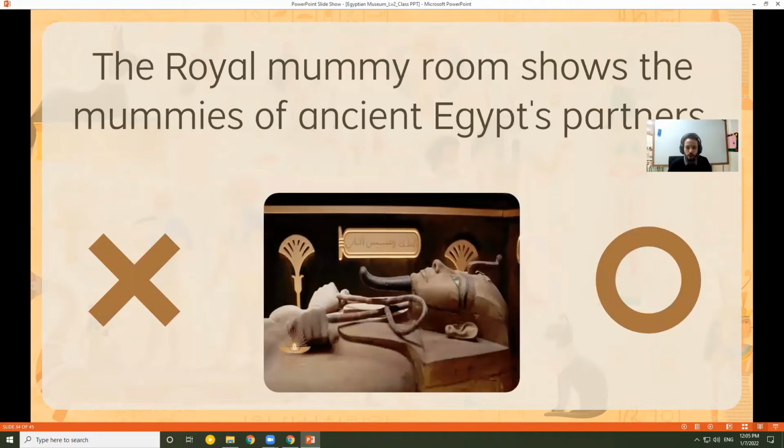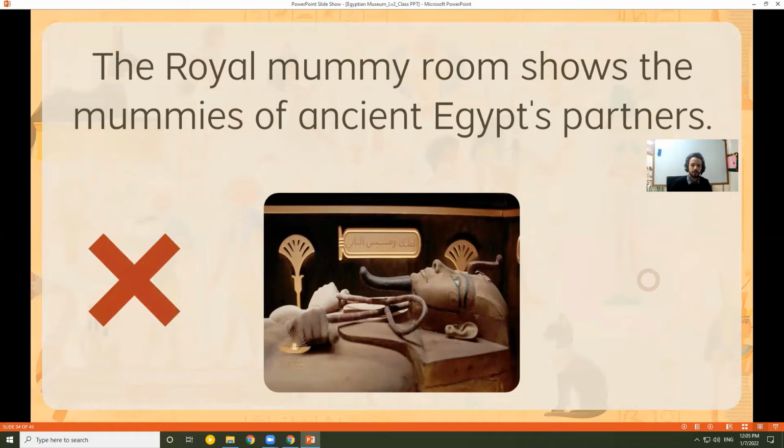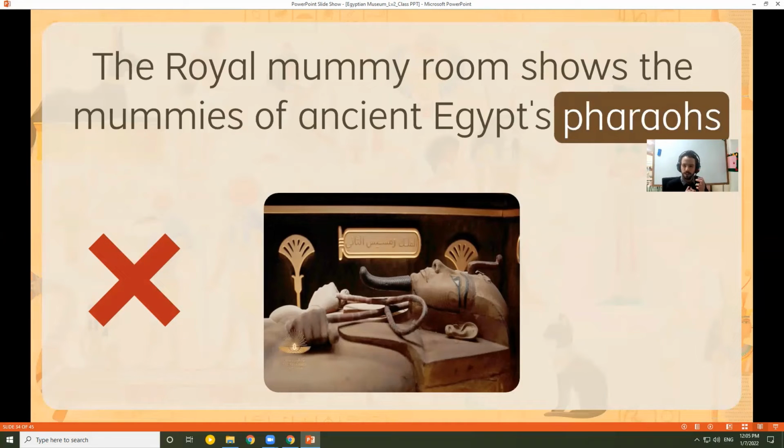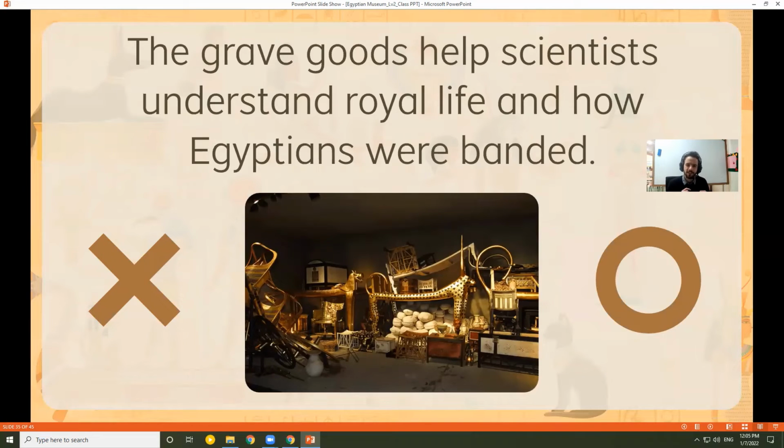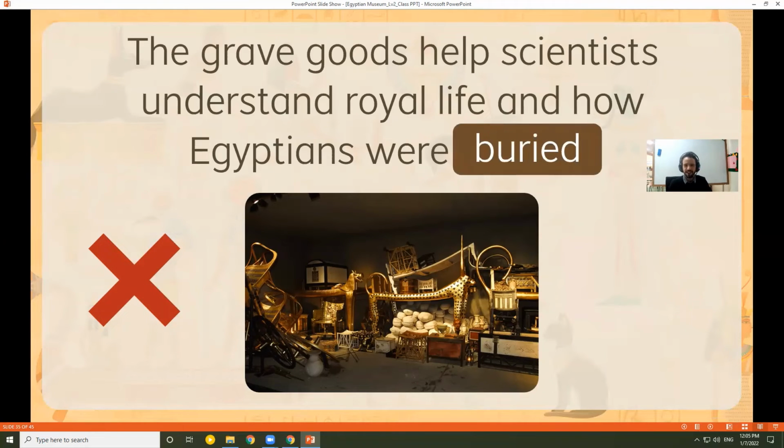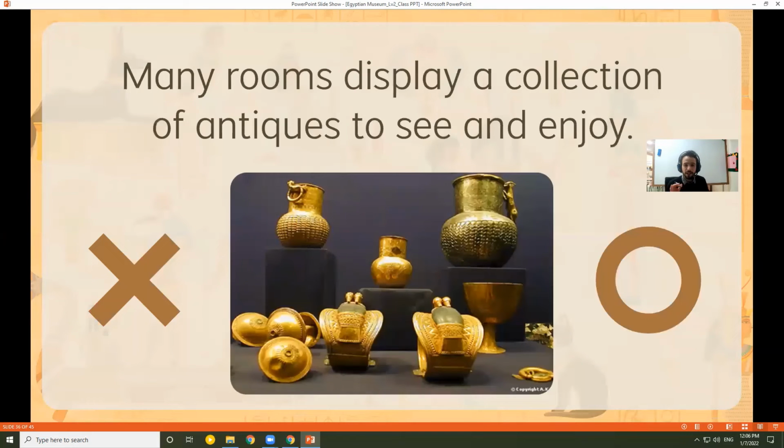The Royal Mummy Room shows the mummies of ancient Egypt's partners. Is this one true or false? This one is false. Not their partners, they're pharaohs, the ancient royalty. The grave goods help scientists understand royal life and how Egyptians were banded. Not banded. What's that word we learned with the little puppy? Buried, how they were buried, how they were put underground. And many rooms display a collection of antiques to see and enjoy. This one's true. Yes, they do. They have these beautiful pieces of jewelry.